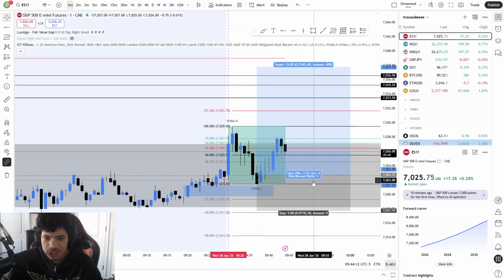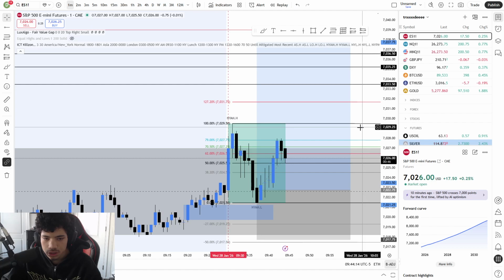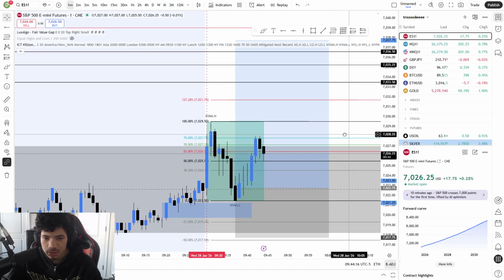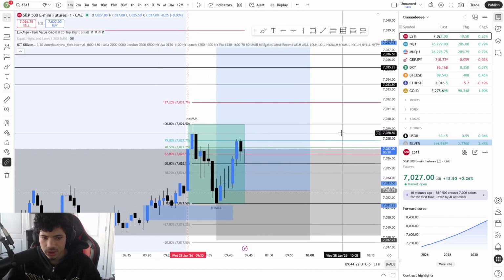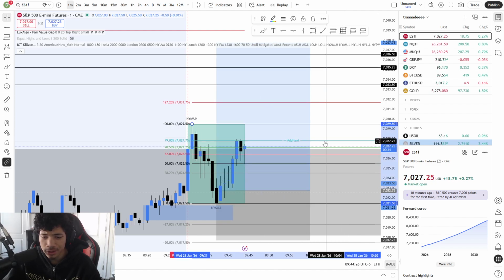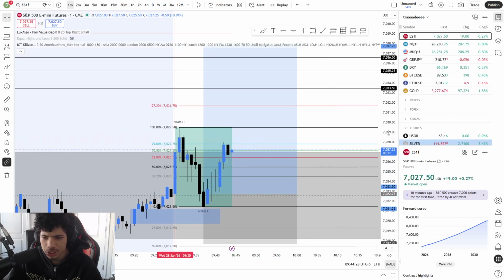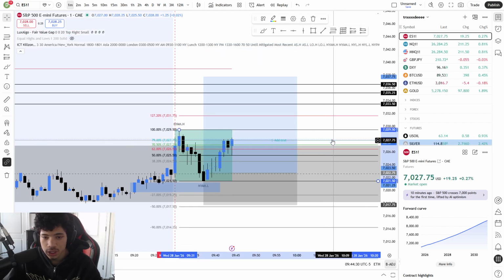I don't like that we just touched 79%. Well, actually, yeah, because that's a reversal confluence, I think, if I remember. Look, I never use this anymore. I switched up my strategy. I never use the 79% extension.